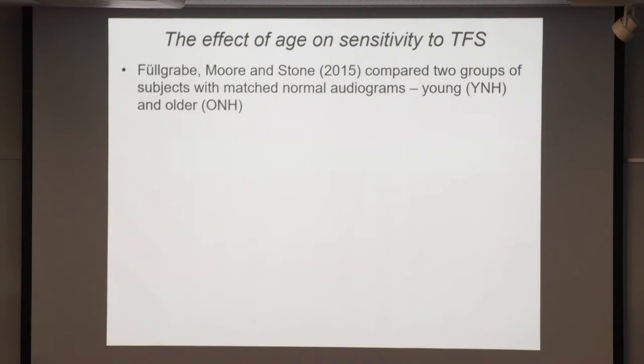And in order to get enough older subjects with normal audiograms, Christian Fulgraber screened several hundred older people who thought they had normal hearing. We advertised for people with normal hearing, and they all came and said, yeah, my hearing is great. And when we tested them, it wasn't. The great majority had a hearing loss. So these are really well matched.